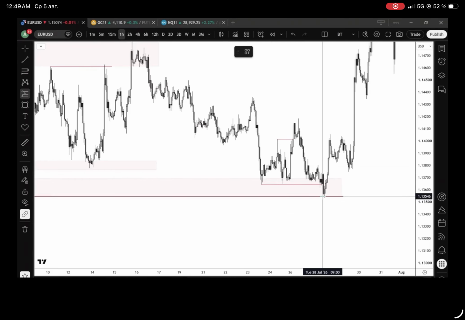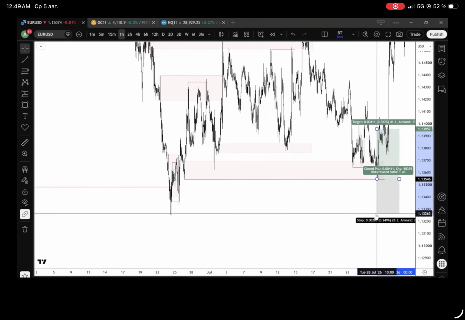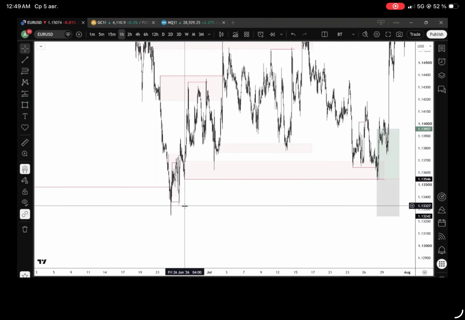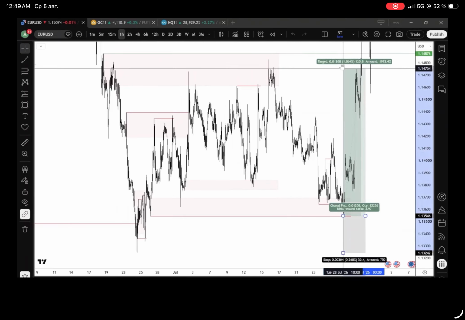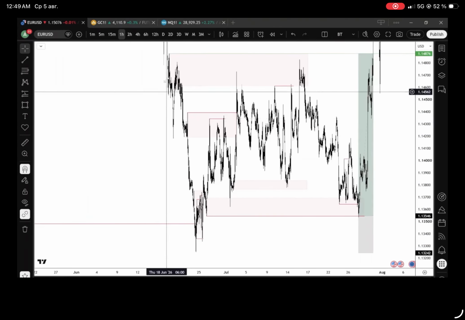You enter as soon as that liquidity is taken. Stops I would have kept below the last LB. Okay, you could have kept it there, it's just risky. And then you would have targeted the highs. Okay, and that's literally the model playing out.